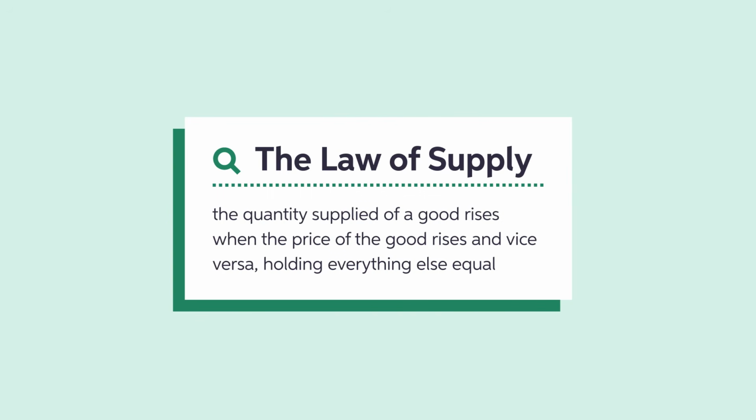The supply side of the economy is determined by sellers of goods or service providers. Similar to demand, the first important factor for supply is price. Unlike buyers in the market, sellers are more profitable when the price is high. Therefore, prices and quantity supplied are typically positively related. This gives us the law of supply, which states that the quantity supplied of a good rises when the price of the good rises, and vice versa, holding everything else equal.